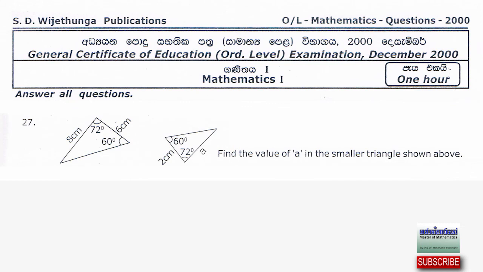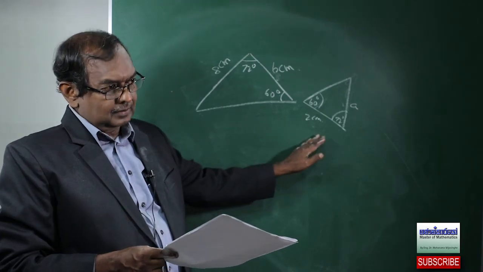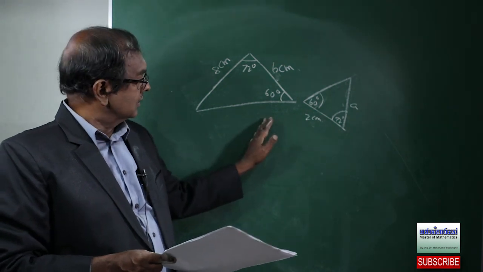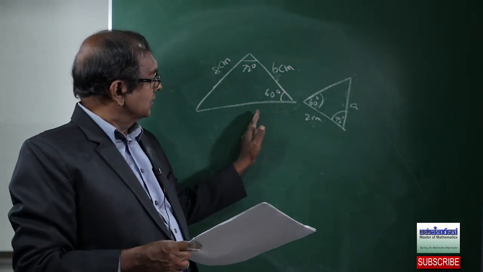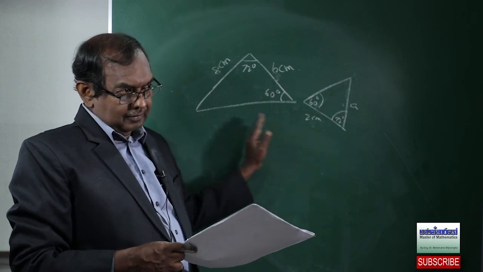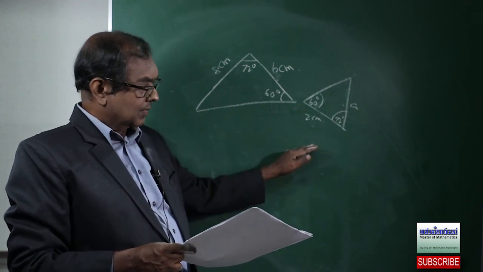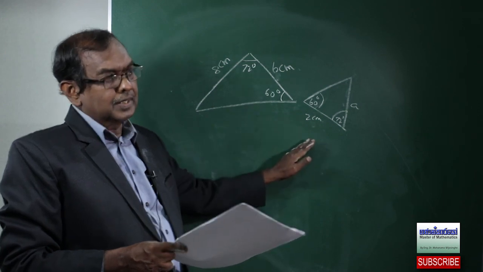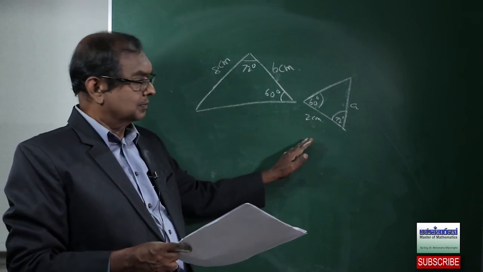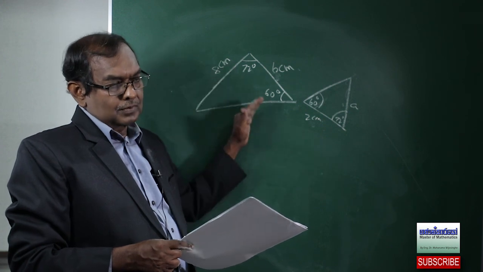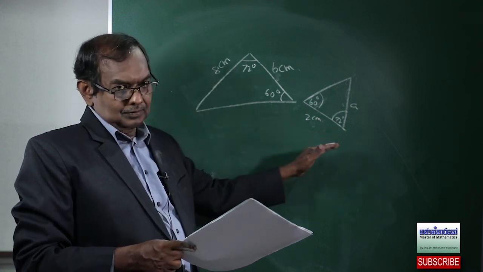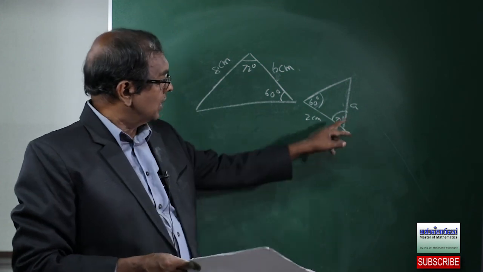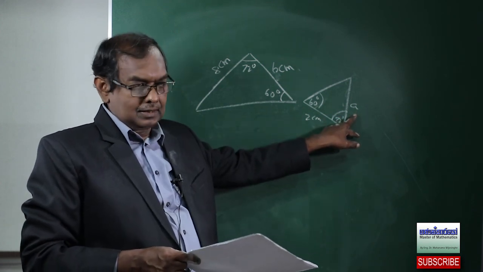Question number 27. The two figures are given. Find the value of A in the smaller triangle shown above. Two triangles are given. These are similar triangles, equiangular triangles. What is the relationship between those types of triangles? The ratios of sides are equal. Therefore, we have to find the value of A.